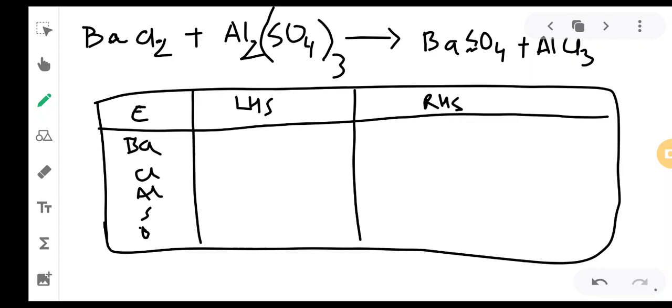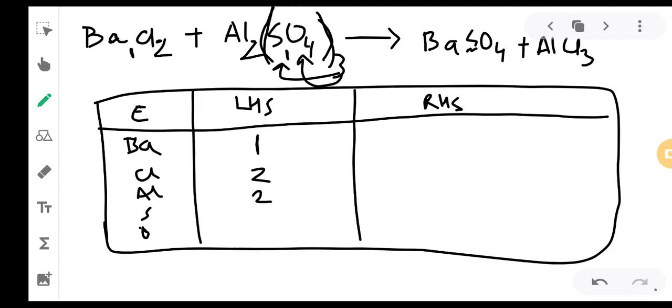So how many barium atoms are there? Nothing is written, it means there is only one atom of barium. Chlorine, there are two atoms. Aluminium, there are two atoms of aluminium. Now whenever you are writing the chemical equation and there is a bracket, I have told you in last year's class, this 3 will get multiplied with this, as well as this 3 will get multiplied with this.